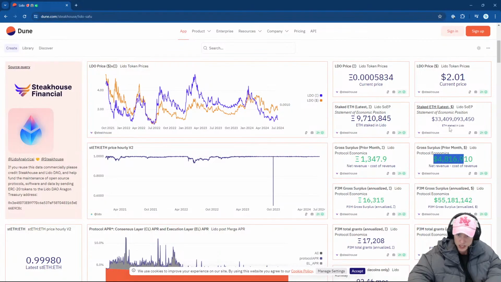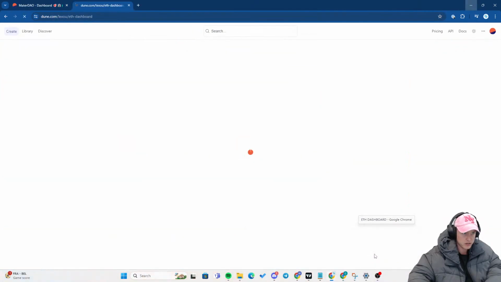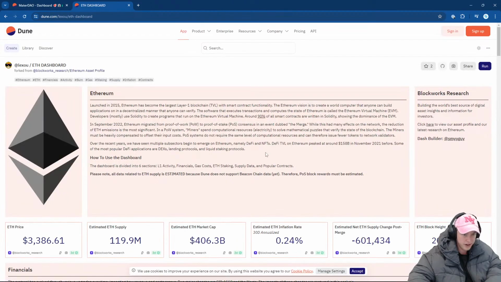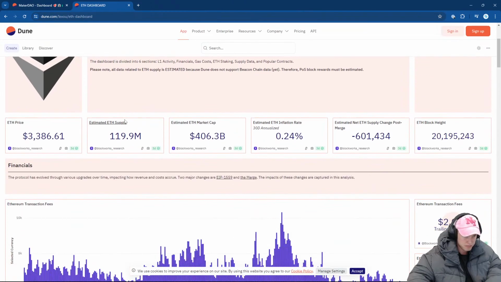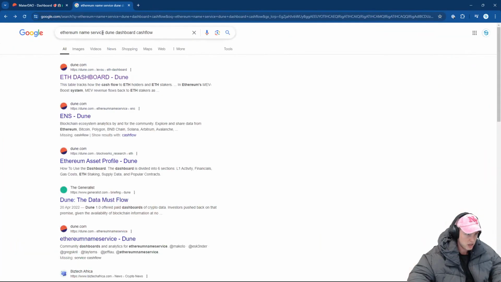Okay, staked ETH themselves. Oh, sorry, this is Lido again. What have I done? I was about to say they've got similar to Lido. This is the ETH dashboard. This didn't give me Ethereum Name Service. ENS Dune.